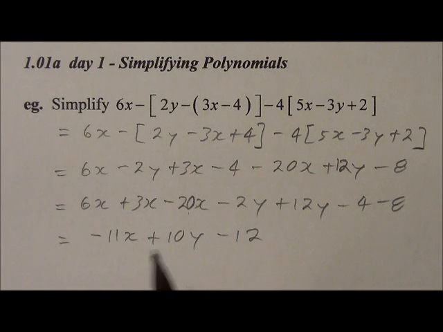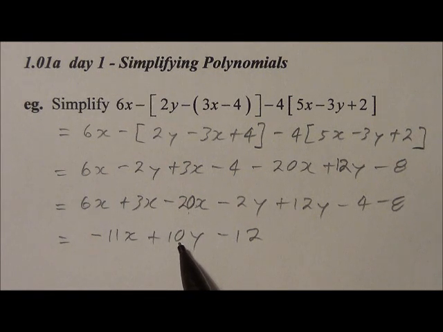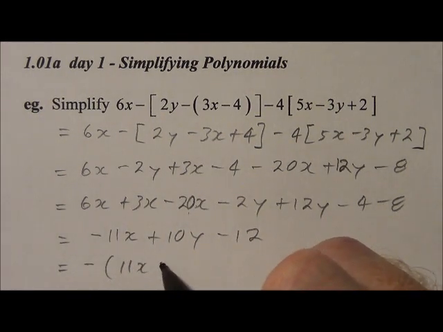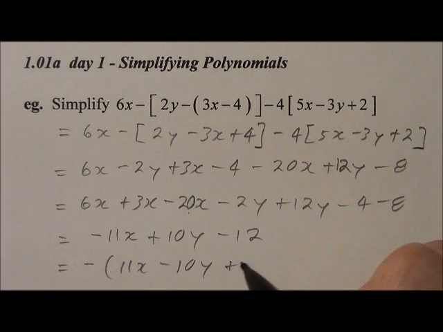12. And typically I like having the variables in alphabetical order, but also I like to have a positive term to begin the expression. So instead of, I could rewrite this and have the 10y first, but I like the alphabetical order first, or better, so I'm going to factor out a negative, so you get 11x minus 10y plus 12.